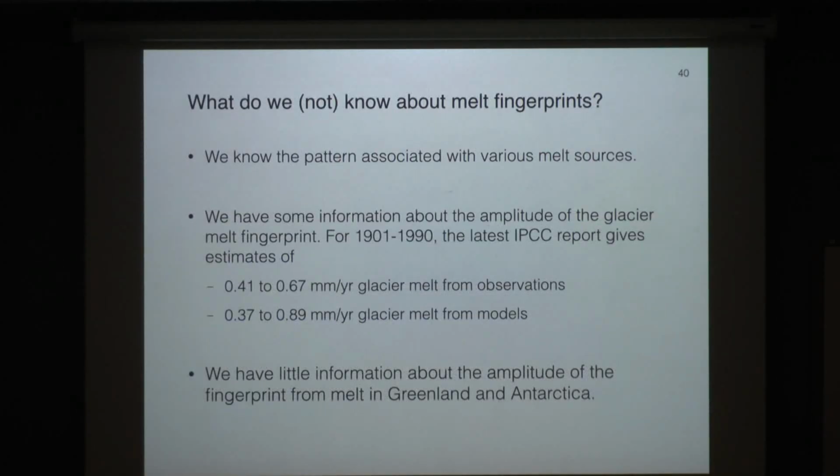So now what I want to do is use these patterns from the models, and also the melt fingerprints, to say something about global sea level change from those 22 locations. To sum up what we know about these amplitudes so far: we have some information about the amplitude of the glacier melt fingerprint. There are some observations there, and the IPCC report, based on observations and models, constrains that to somewhere like 0.4 to 0.9 millimeters per year. But we don't have much information at all about how to scale these Greenland and Antarctic patterns. They're completely unknowns.